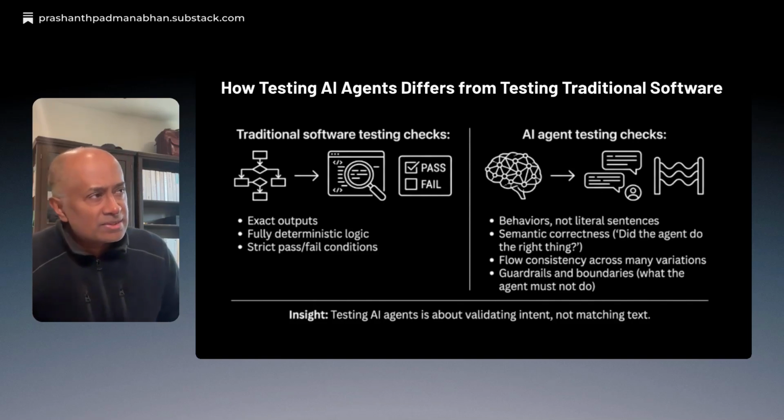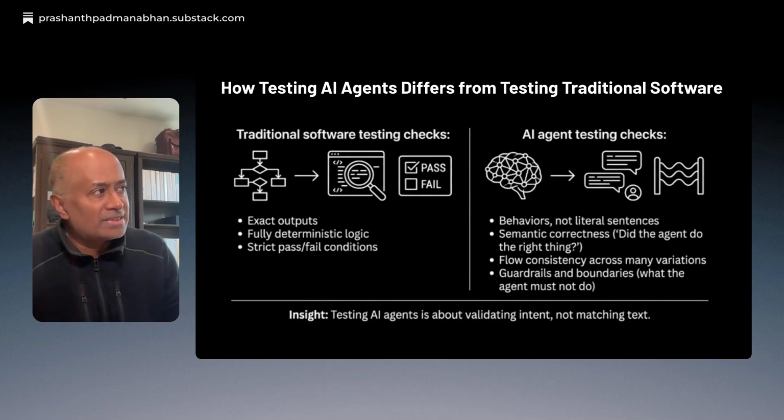Testing AI agents is different from testing traditional software. Traditional acceptance testing for software is very deterministic. It'll say when this happens, this must happen, or this exact phrase should appear, or this exact behavior should appear. And if it doesn't happen, then it is a strict pass or fail condition.